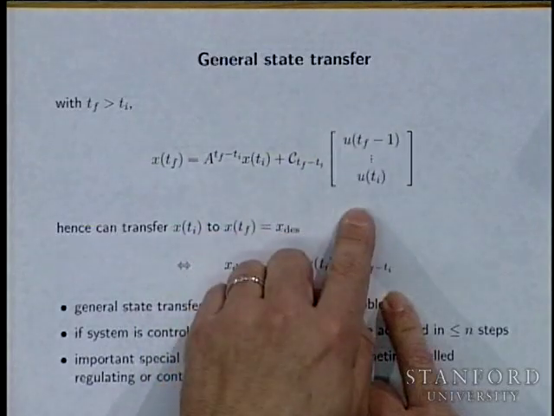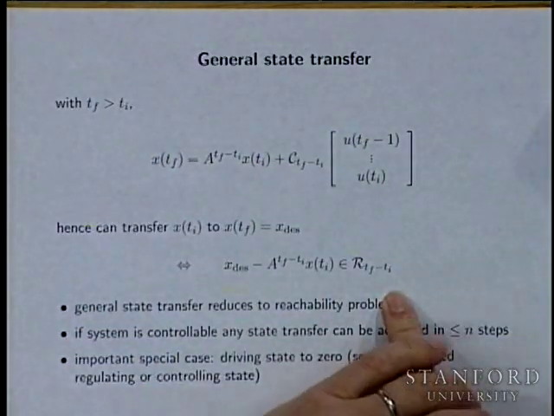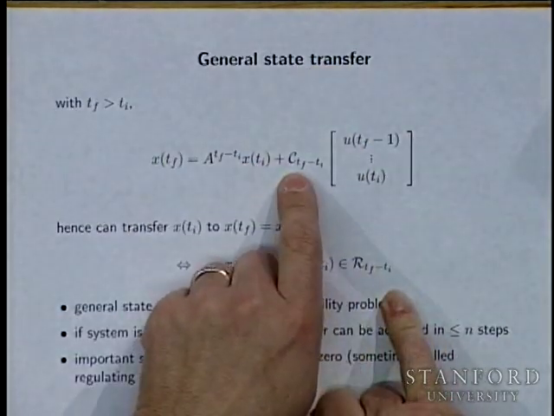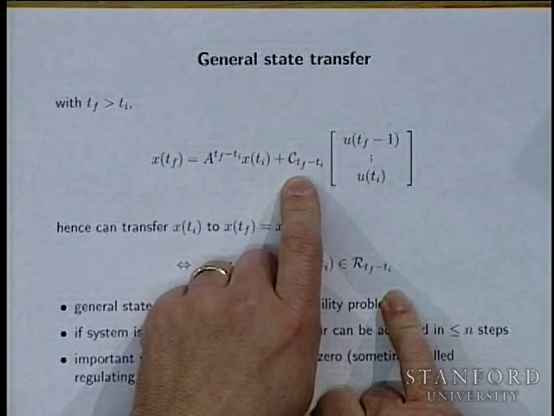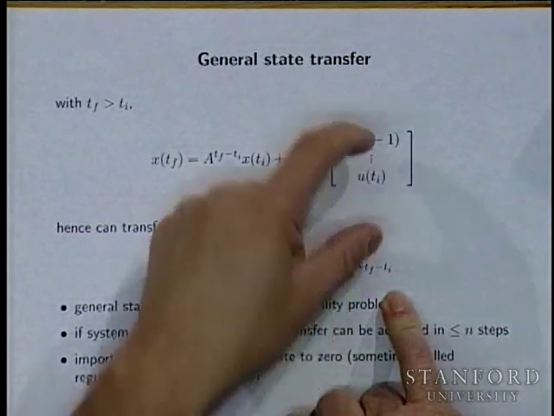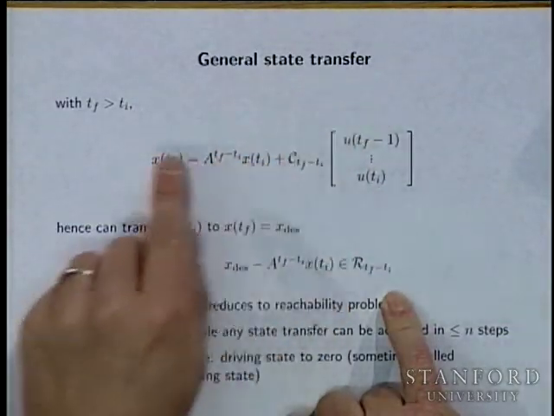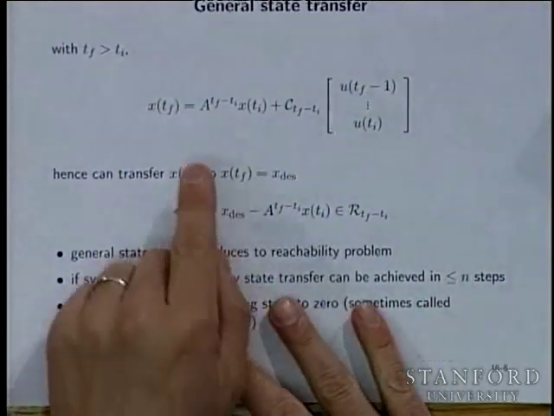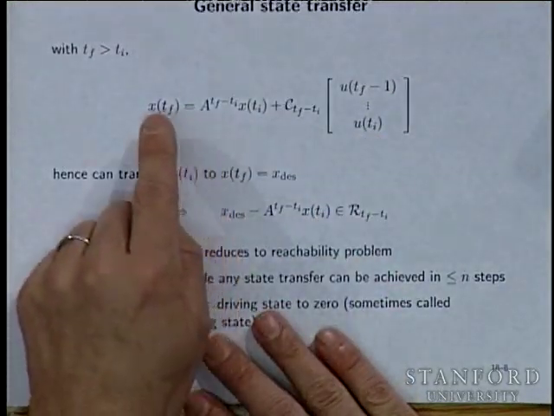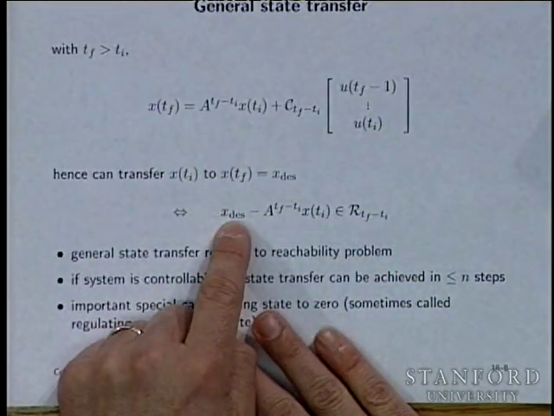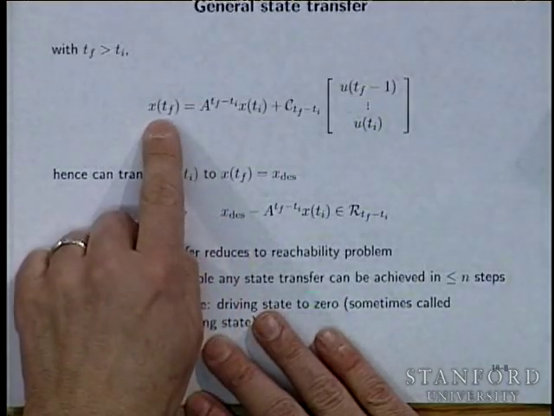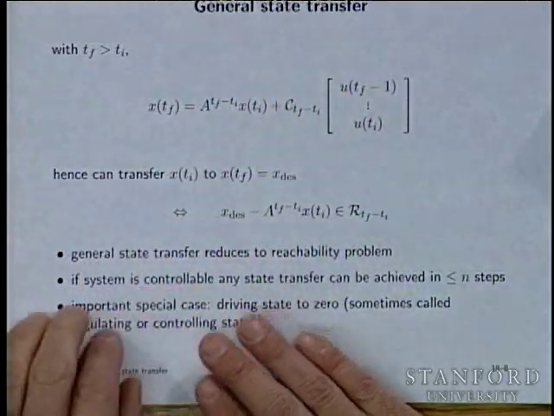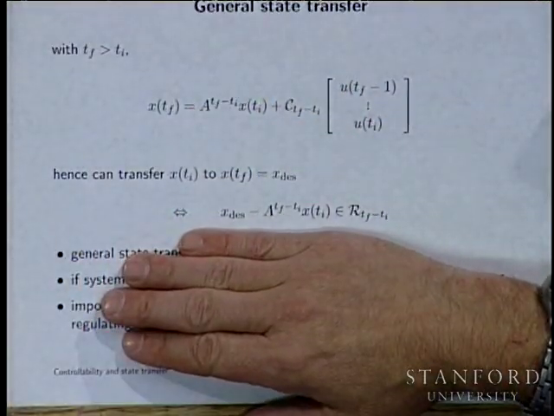This is the effect. I stack my inputs in a big vector of dimension m times (tf minus ti plus 1), and I multiply by this controllability matrix here. And this gives you the effect of the input, how it changes your final state. So what this says is this equation holds if and only if, taking x desired to be the state you want x(tf) to be, x desired minus this is in the range of that. And there's your answer.